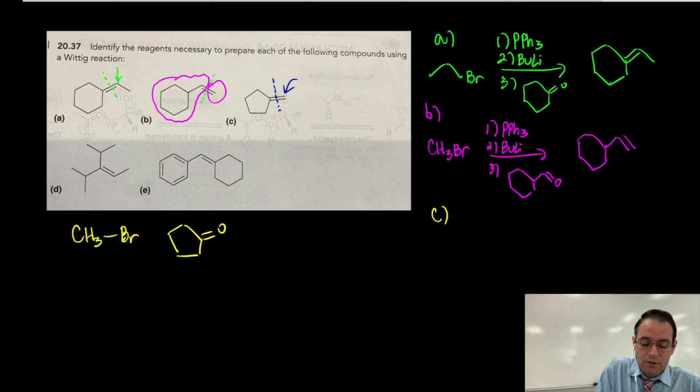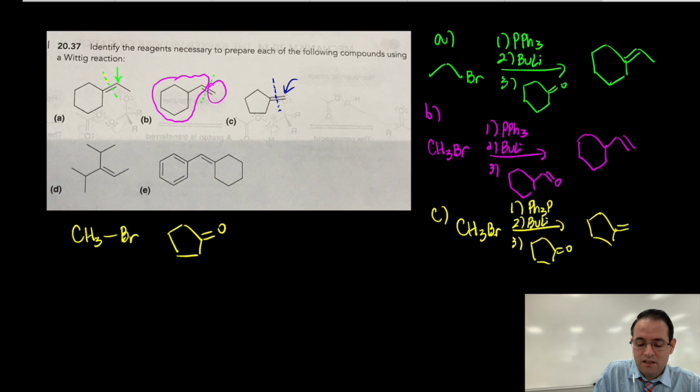And so what we want to do here is the same sorts of sequence of events. We want to start with the alkyl halide. Step 1, triphenyl phosphine. Step 2, butyl lithium. Bu stands for butyl. Step 3, add my ketone. In this case, it's cyclopentanone. And that's going to give me the target molecule there. Okay?